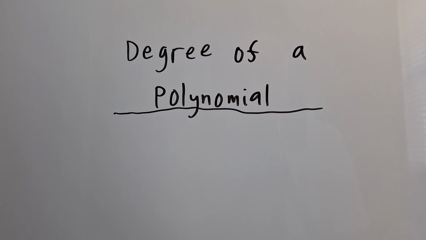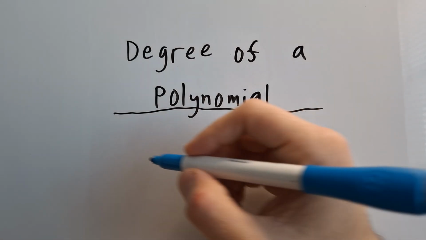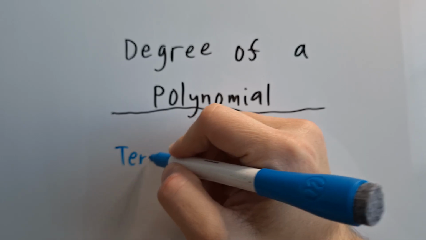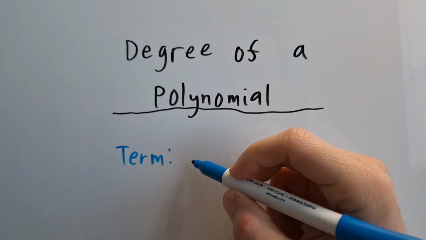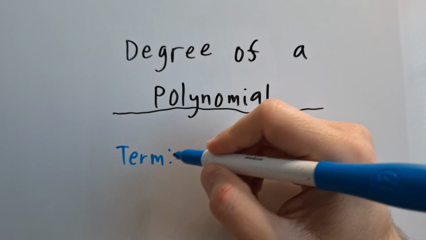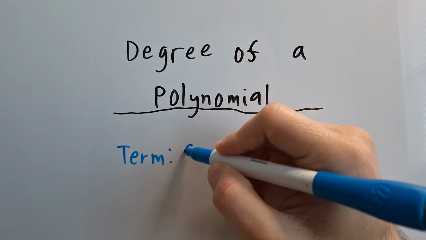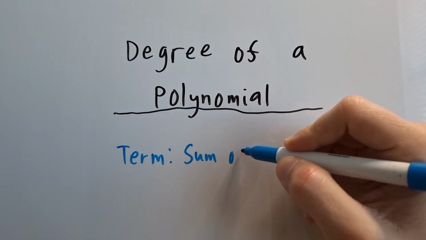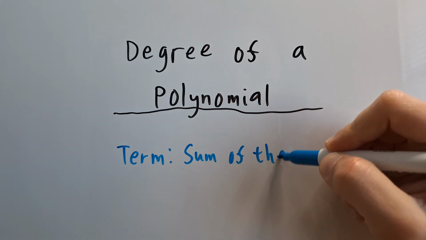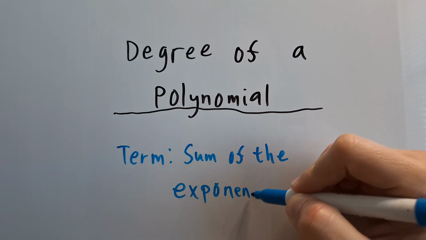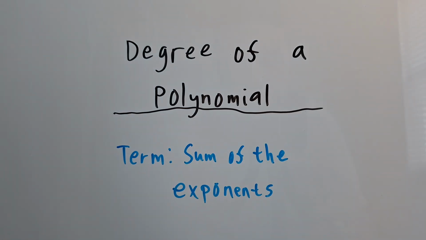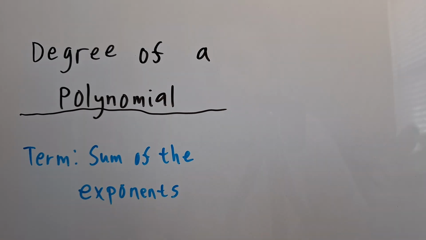Hello everyone, in this video we are going to talk about the degree of a polynomial. Before jumping into the degree of a polynomial, we'll jump into the degree of a term first. So the degree of a term is the sum of the exponents on the variable. So the degree of a term is just the sum of the exponents. And to illustrate this, I'll show you a couple of examples right over here.